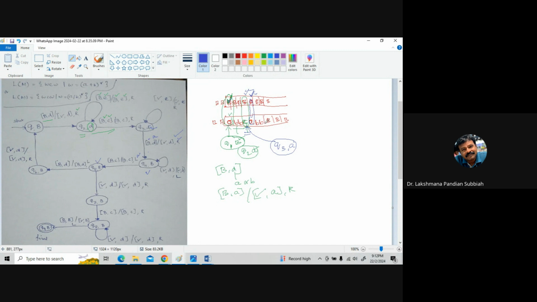So currently now, this is the case A, B, B, C. Then we are having A, B, B. So this is one tick mark. This is one tick mark.